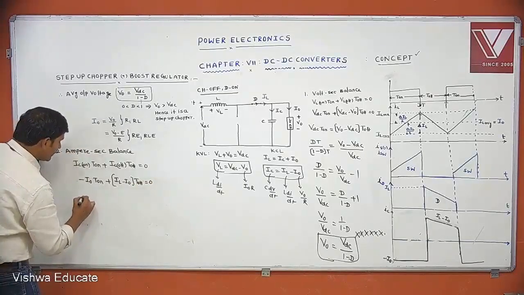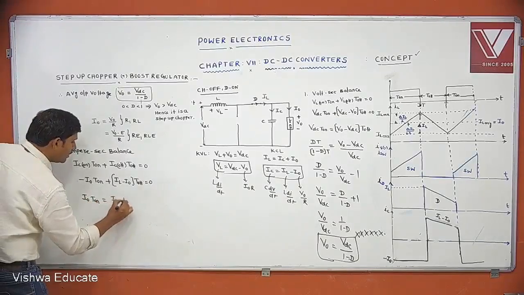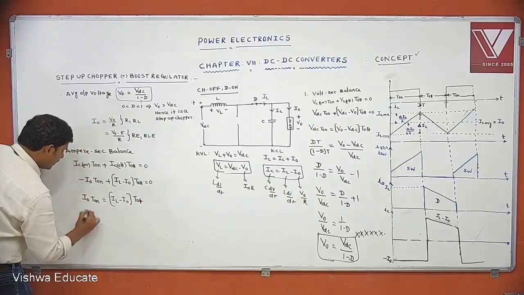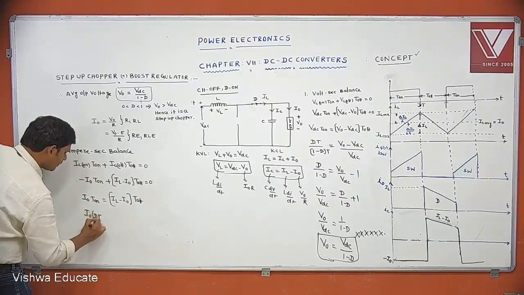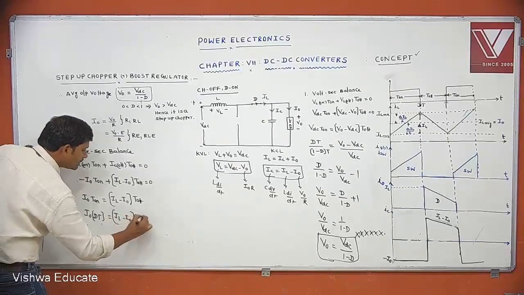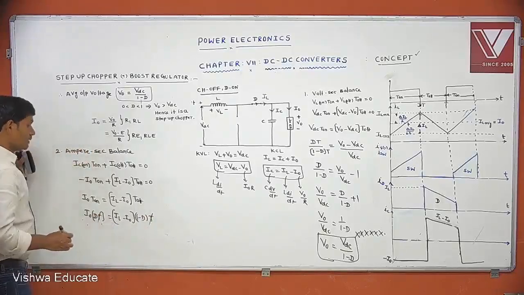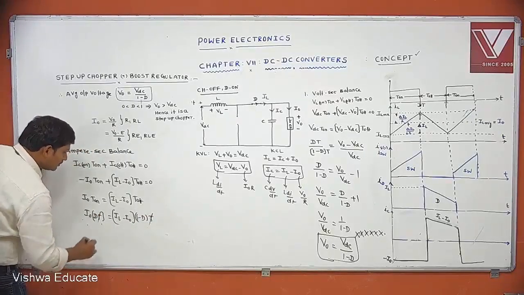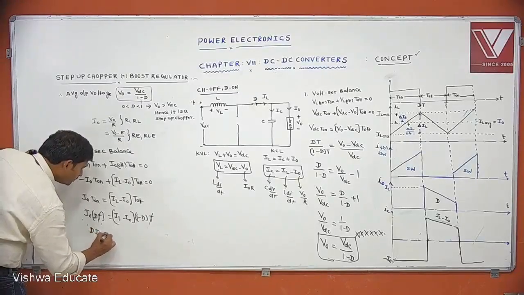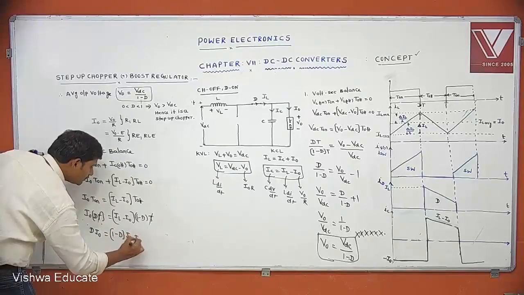Then shall you write like this? I naught into T on is equal to IL minus I naught into T off. What is T on? dT. What is T off? 1 minus D into T. T cancels. Shall you write like this? Then D I naught equal to 1 minus D into IL minus I naught.